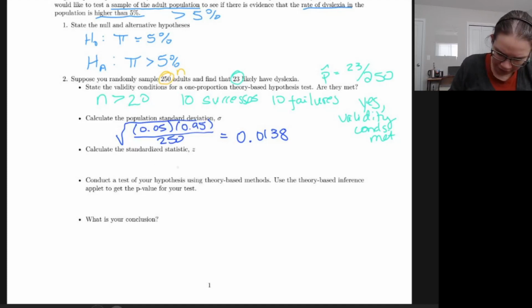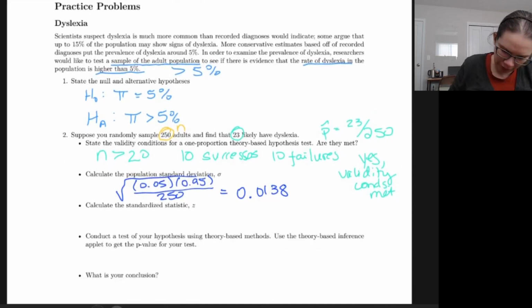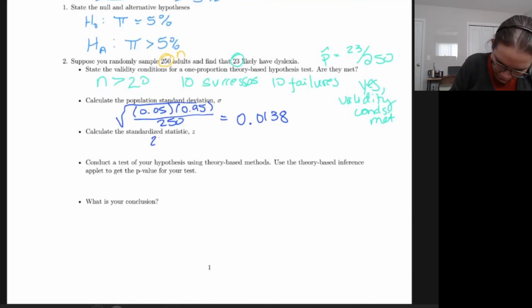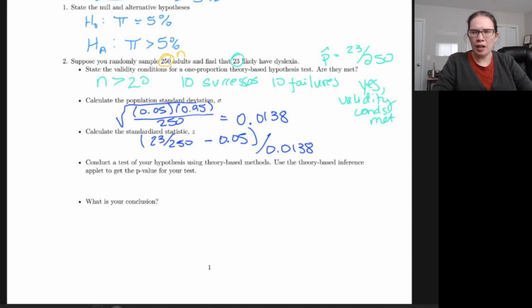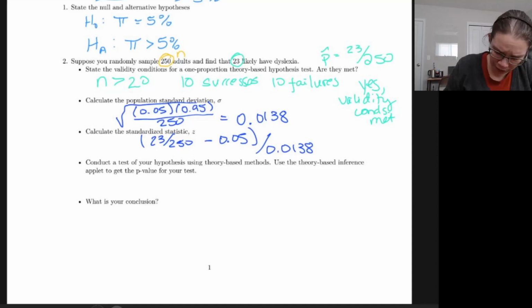Now, we need to calculate the standardized statistic, z. So the statistic minus the mean of the null distribution: 23 over 250 minus 0.05, divided by 0.0138. 23 over 250 is 0.092. 0.092 minus 0.05 over 0.0138 is 3.0435.